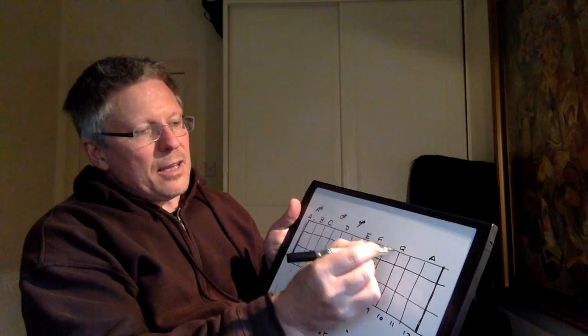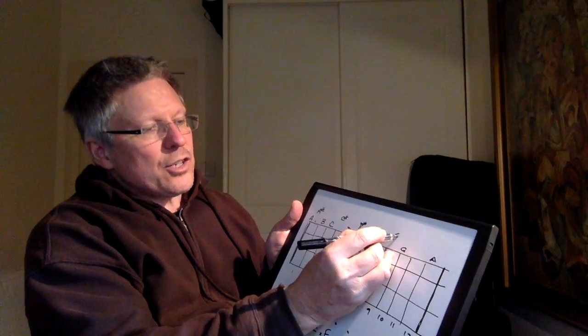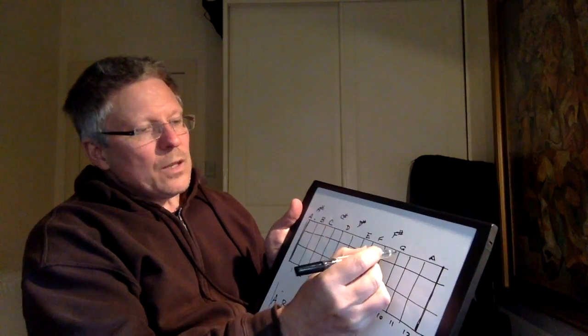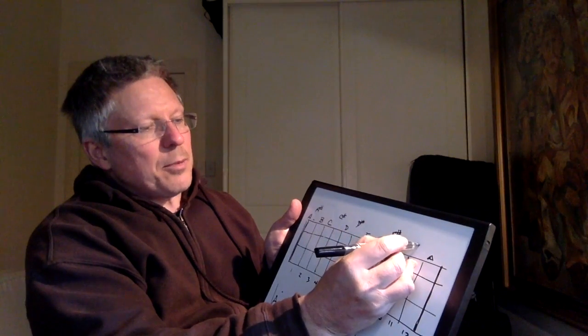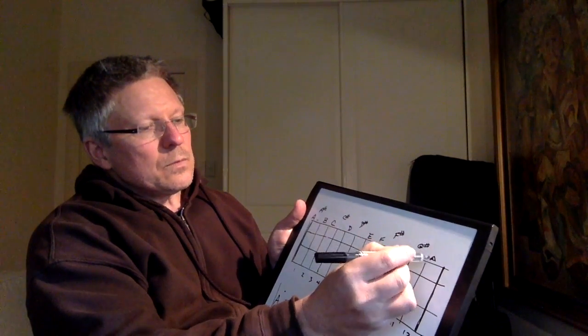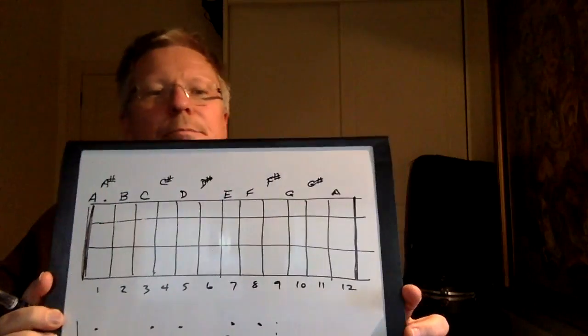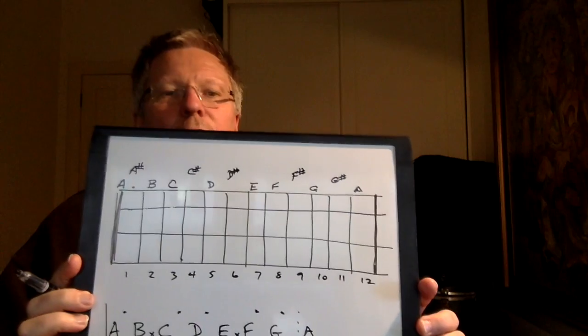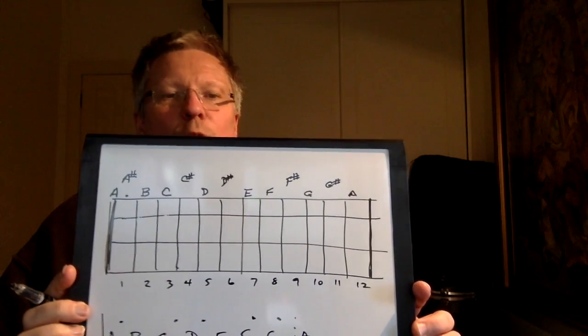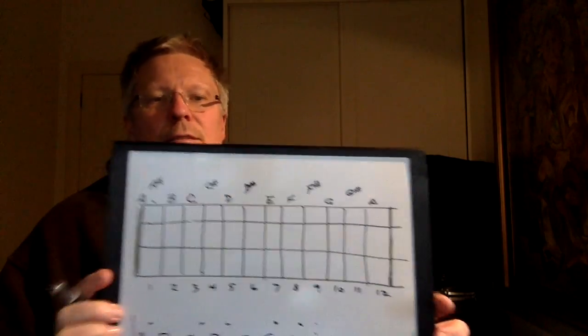Between E and F, nothing. F to G, we're going to have F sharp. G to A, G sharp. And then we go to A again. So that's what we end up with, going from the low A open up to the 12th fret on that first string.